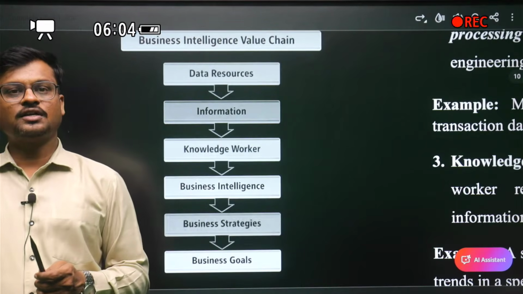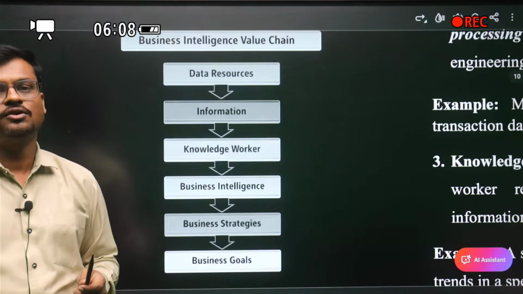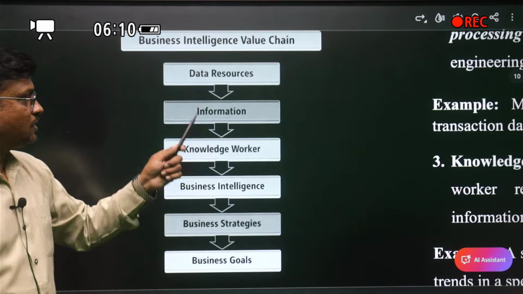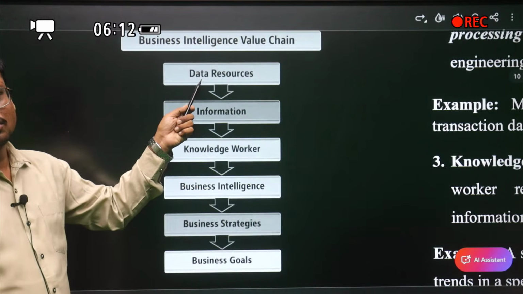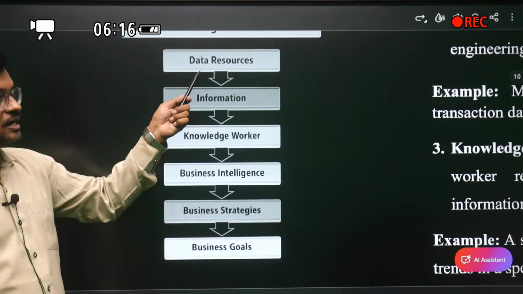Is the legacy data available in the organization? We will be collecting it and dumping it into your data warehouse. That is the first step. You have to collect the data from various resources. The second step is data processing.